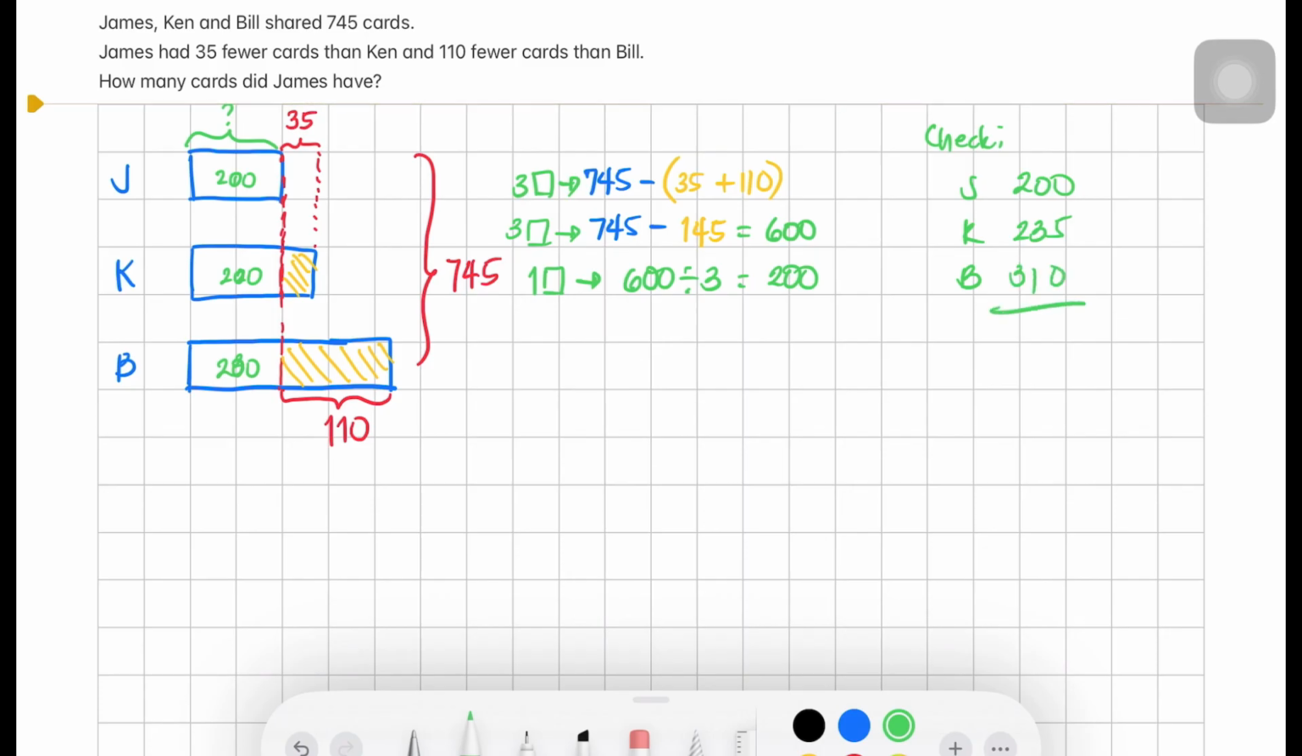So let's see if our total would sum up to 745. 5, 4, 7. So there you go. We have 745 as the total, and that's the same as the total in our problem. So that means James has 200 cards.